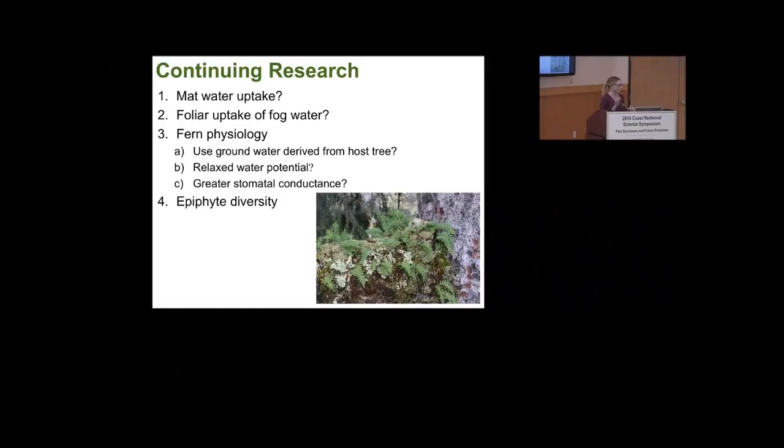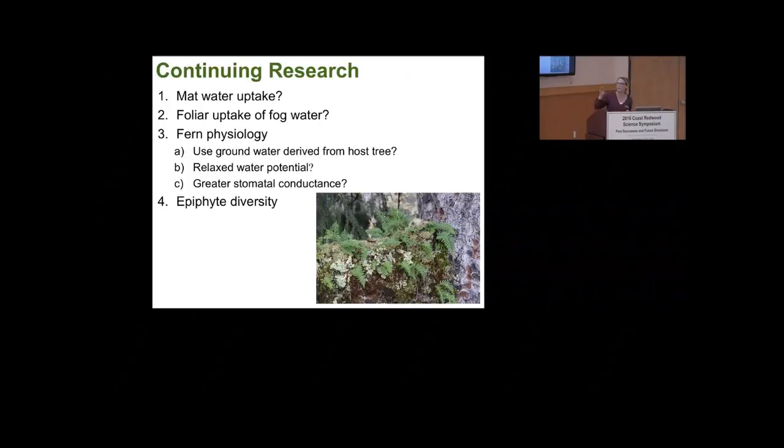Are adventitious roots actually uptaking mat water? So using a deuterium labeled water, watering the epiphyte mats and then looking to see that signature in the Sitka spruce leaves. So that should be pretty interesting. And then there's also the thought that maybe it's not adventitious root uptake of mat water, but it could be, not mutually exclusive here, direct foliar absorption of fog and dew water through the stomatal pores. So using, again, stable isotope analyses, I plan to try to get to the bottom of that this winter.